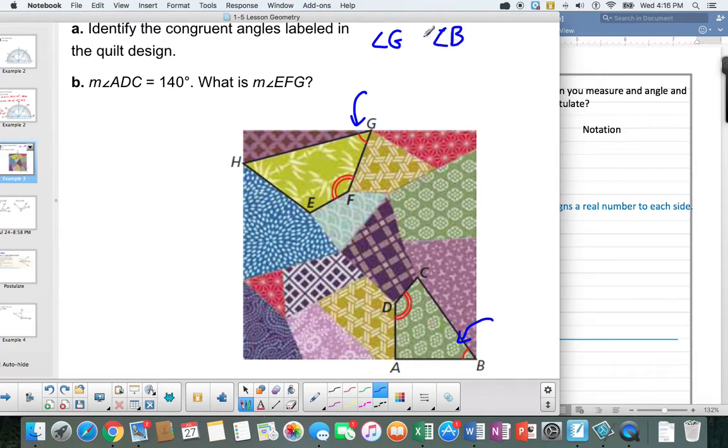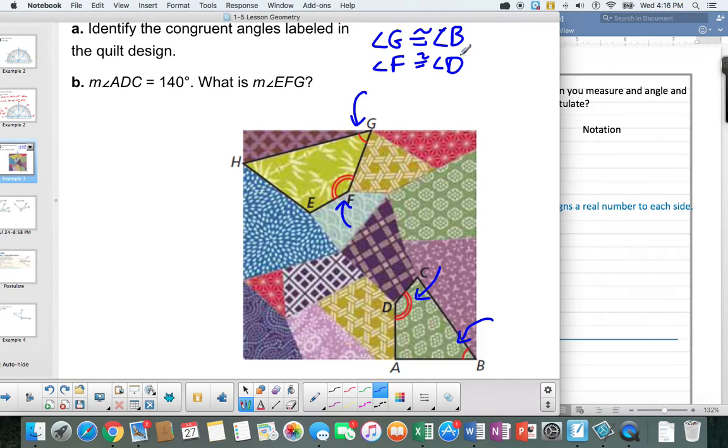And when they have the same measure, their sets of points are going to match up. So we say those angles are congruent. Now here's some other arc marks, indicators that angles are congruent. And I'm going to say angle F is congruent to angle D. And again, when angles are congruent, their measures are the same.